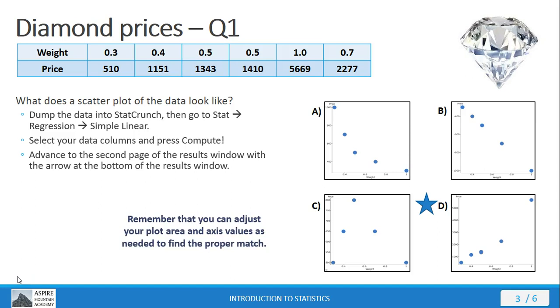Remember, if you have trouble getting a match between what StatCrunch produces and what your answer options are, you can always change what you see in StatCrunch by dragging and adjusting the plot area, just by dragging the edge. Or you can use that menu option there at the bottom with the 3 bars. Click on that and change the axis values that you need to find a proper match.